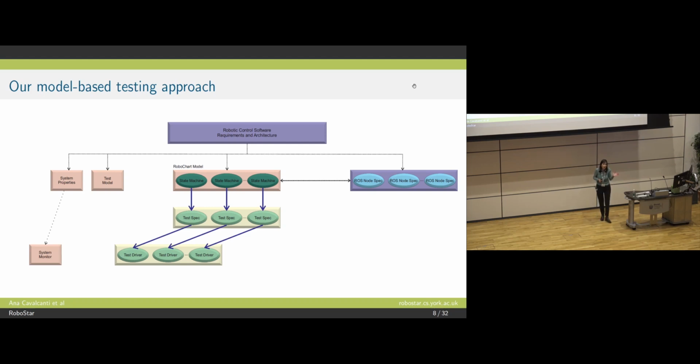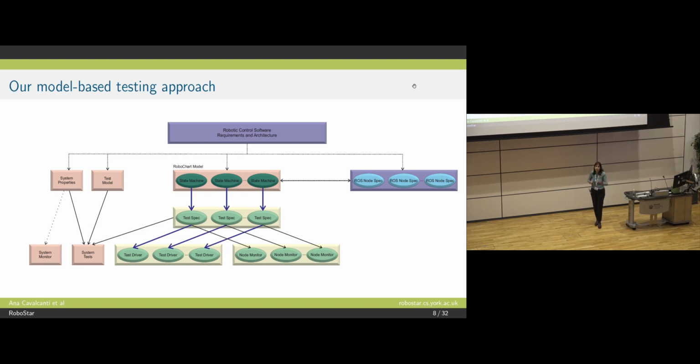From the system properties, you can get some system monitors, for example, for runtime monitoring. But from the tests, the system properties, the test models, and also these test specifications, you can also get some system-level tests. Tests that you run not for a particular node or collection of nodes, but for the system as a whole. And you can also use those test specifications to inform the development of runtime monitors.